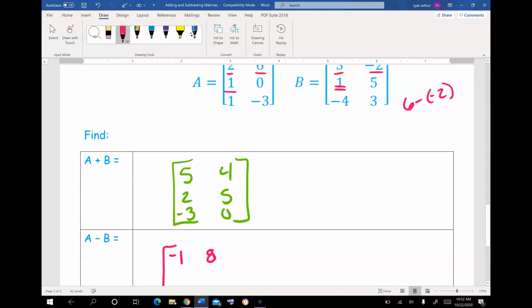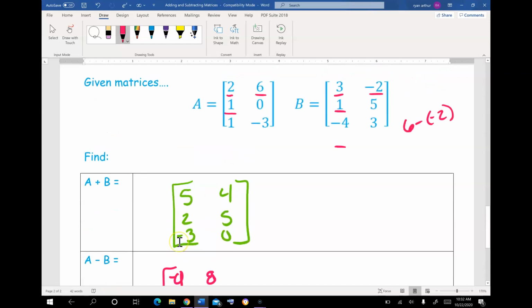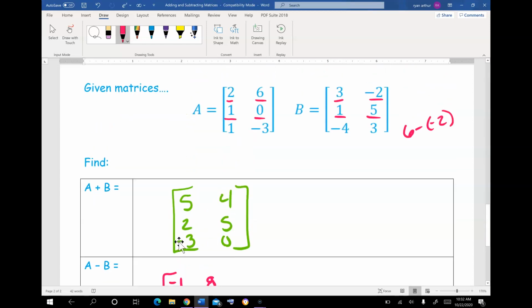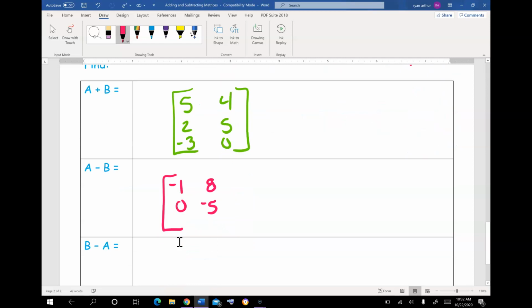1 minus 1 gives me 0. 0 minus 5 gives me negative 5. Okay. 1 minus negative 4, so 1 minus negative 4 gives me 5.